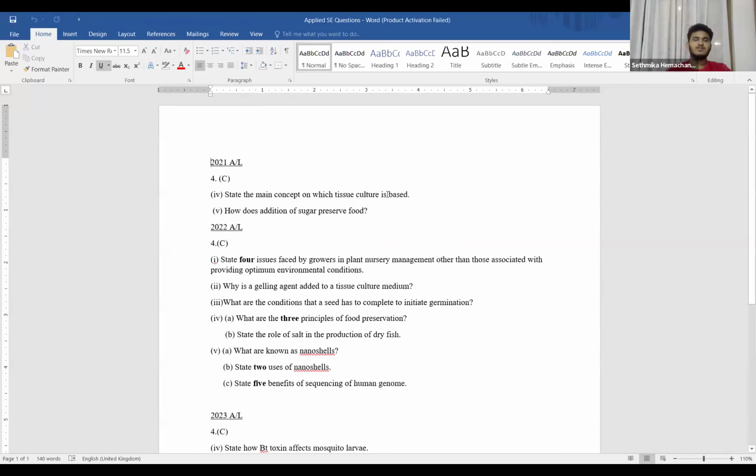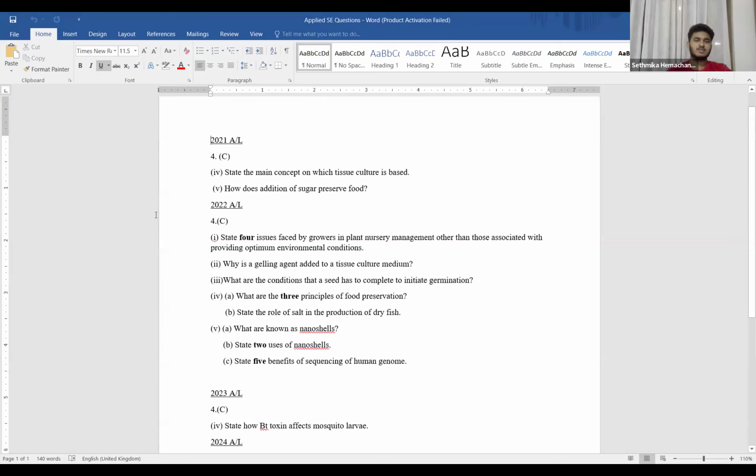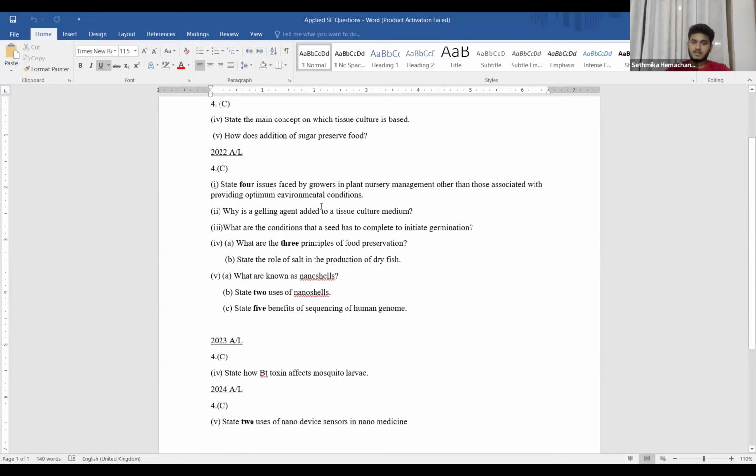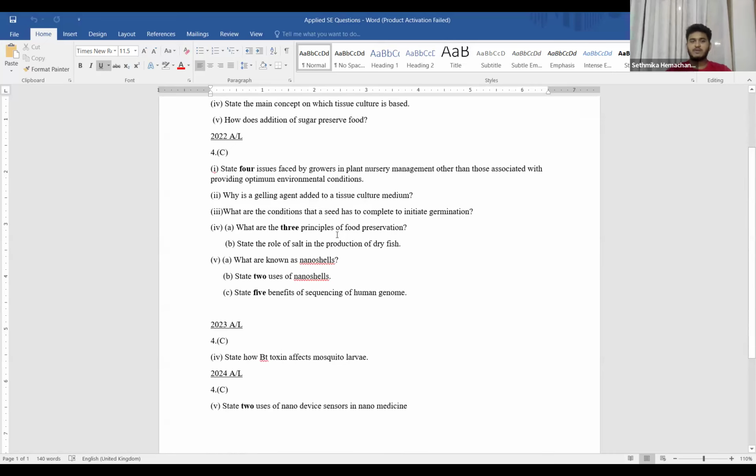Right. So 2021, you just got 2 questions: the main concept on which tissue culture is based, and how the addition of sugar preserves food. Then in 2022, you got 1/3 of a structured essay. So complete part C is from applied biology, right? Four issues faced by growers, or issues caused by the gelling agent used in the tissue culture medium.